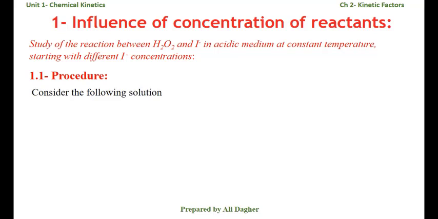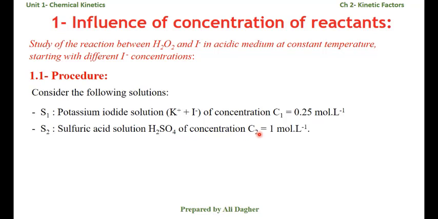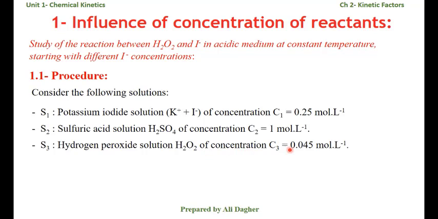Consider the following solutions. S1: potassium iodide solution K+ I- of concentration C1 equals 0.145 mol per liter. Solution S2: sulfuric acid solution H2SO4 of concentration C2 equals 1 mol per liter. And solution S3: hydrogen peroxide solution H2O2 of concentration C3 equals 0.045 mol per liter.